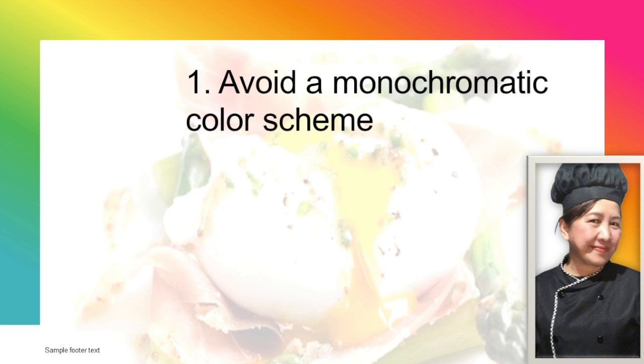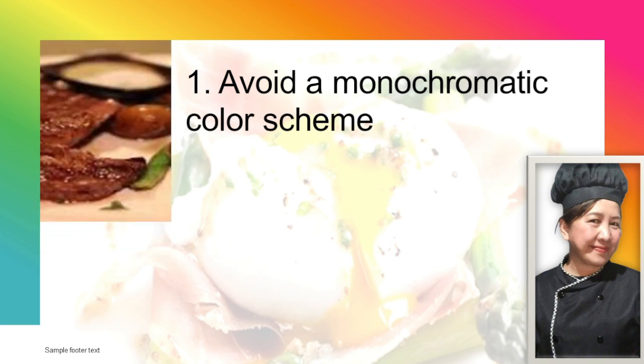Number 1, avoid monochromatic color scheme. A plate of food looks most appealing when there is a high level of contrast in colors. When you are planning meals, think ahead about the colors you want to feature on the plate. You might not be able to represent all the colors of the rainbow at every meal, but challenge yourself to have as much color as possible.